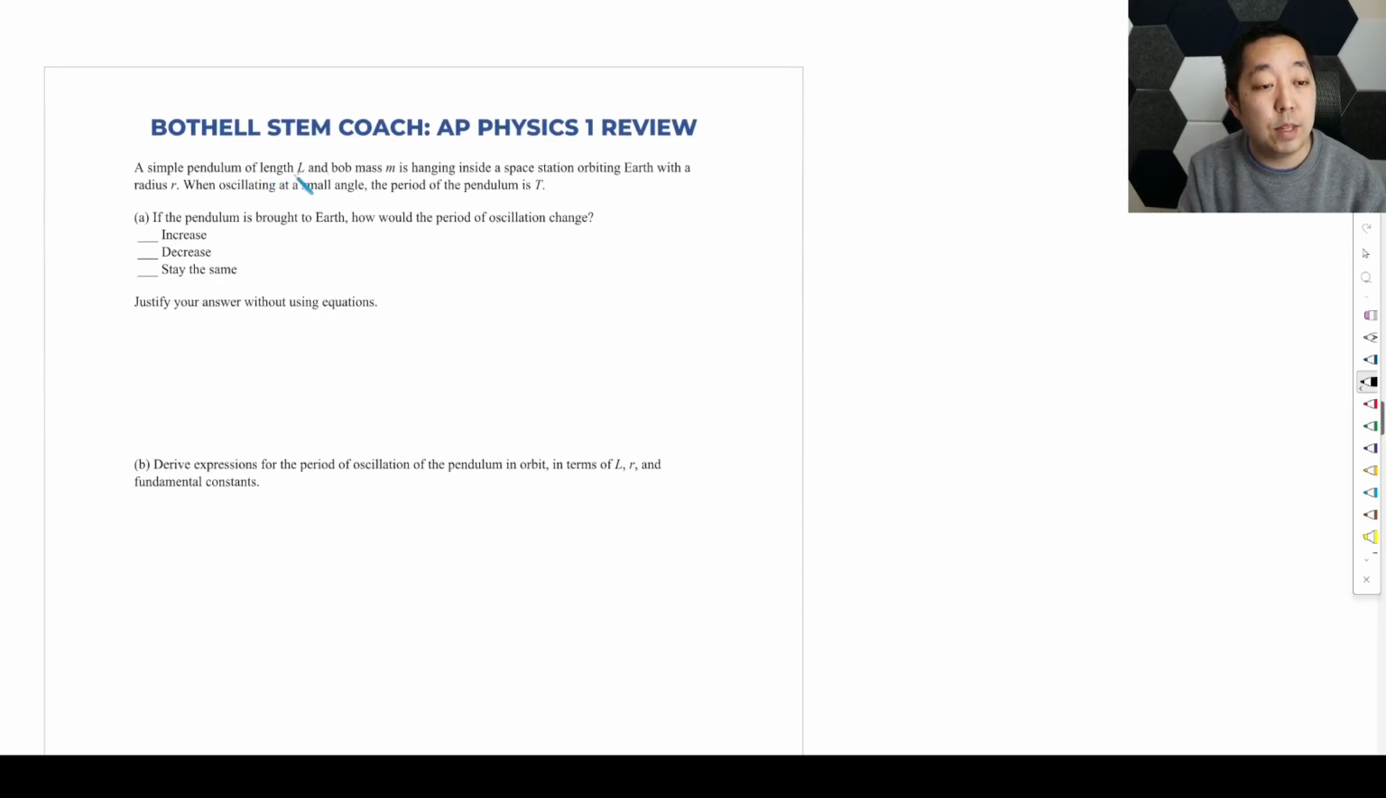So a simple pendulum of length L and bob mass is hanging from inside a space station orbiting the Earth with radius r. When oscillating at a small angle, the period of the pendulum is T. If the pendulum is brought to Earth, how would the period of oscillation change? So here we go, 2 pi root L over g.